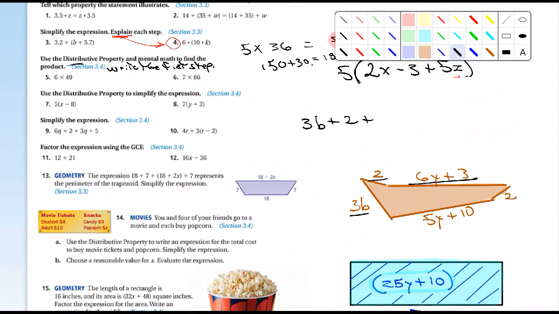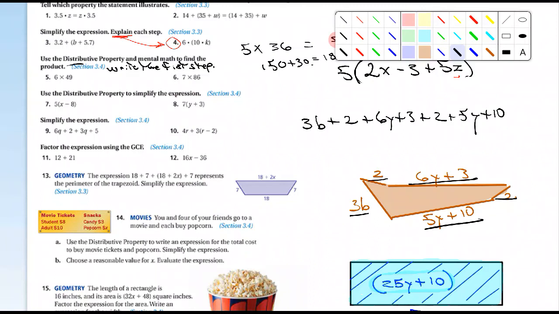So what's the next one? 6y plus 3. Okay, then plus 2. And then plus 5y plus 10. 5y plus 10. All done.